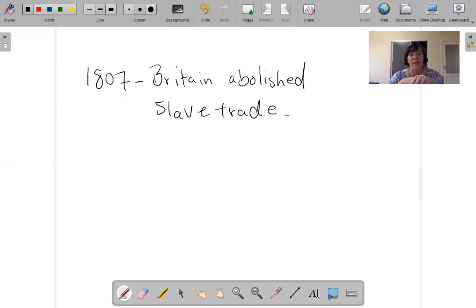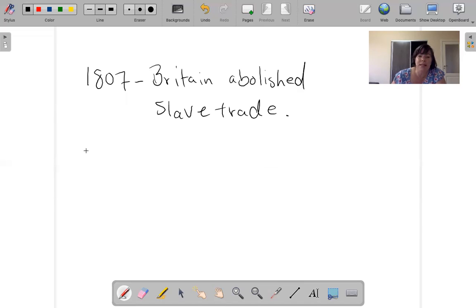Slavery is a creepy thing. People actually owned people. Just like I have a cat and a dog, people had people. They had human beings that were their property. So in 1807, Britain ended the sale. You can't buy and you can't sell a slave.